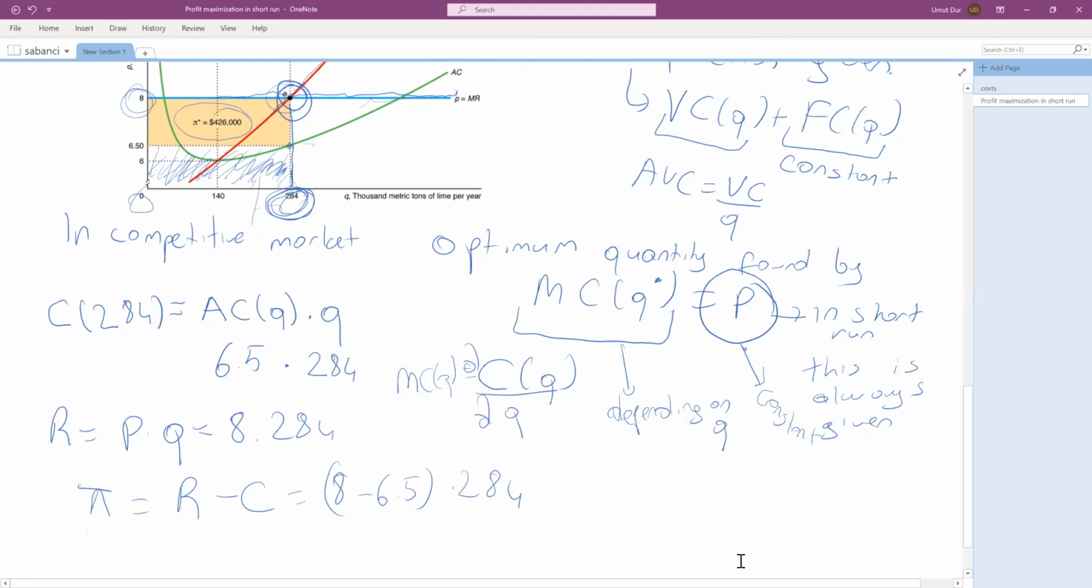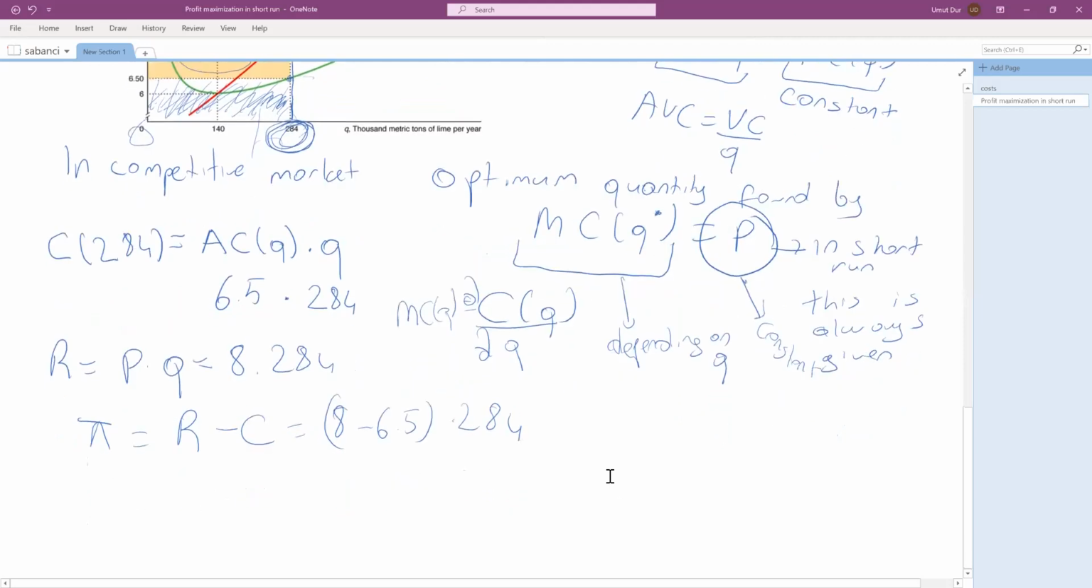Okay, so here, let me explain it again. This point is very important. For the output decision, basically what we are doing is looking at marginal cost equal to P.